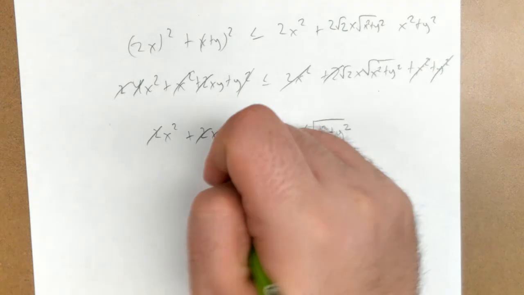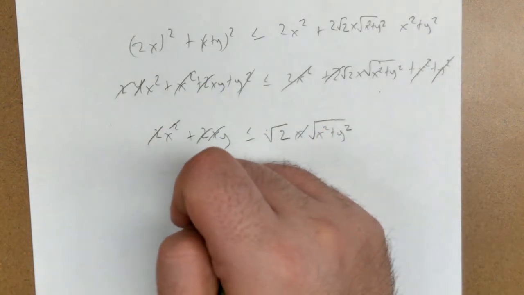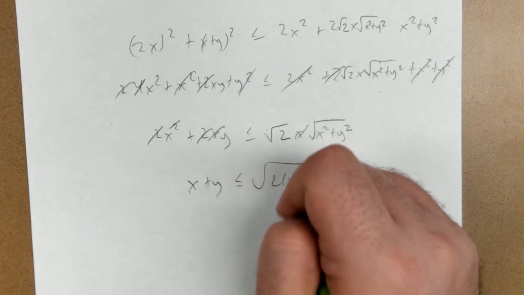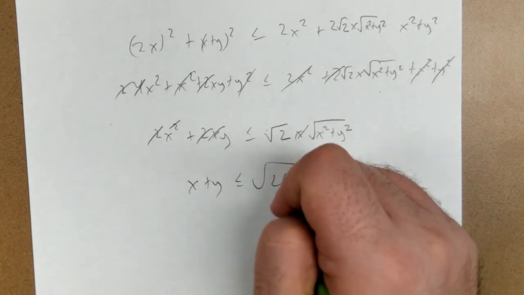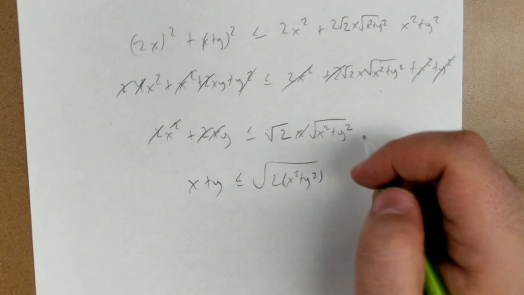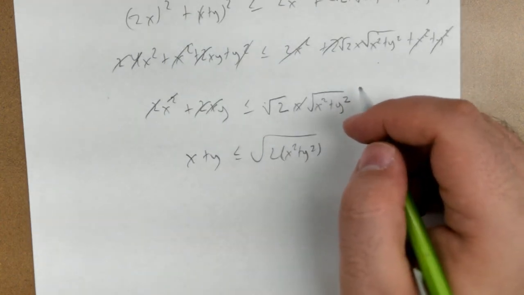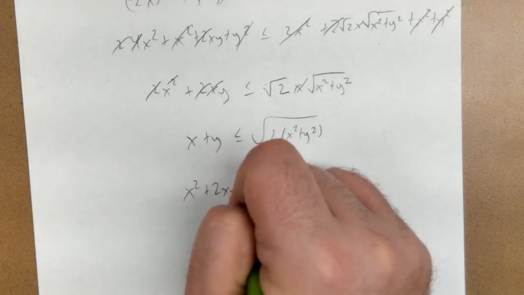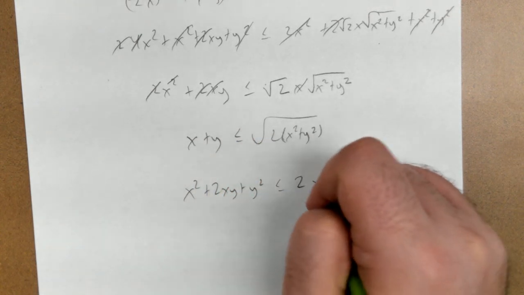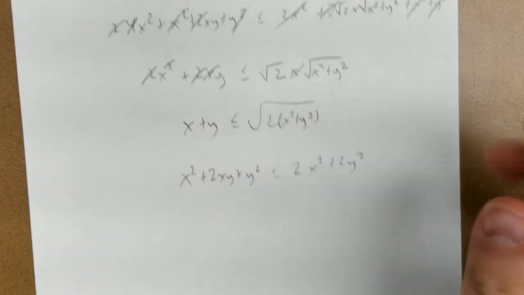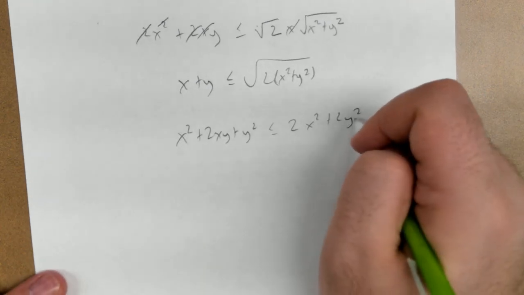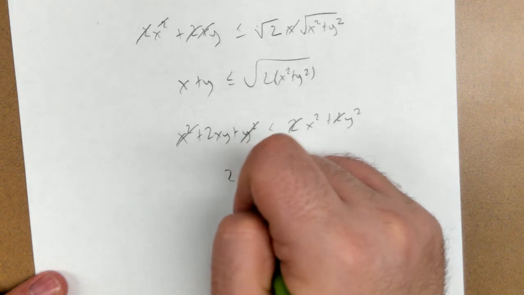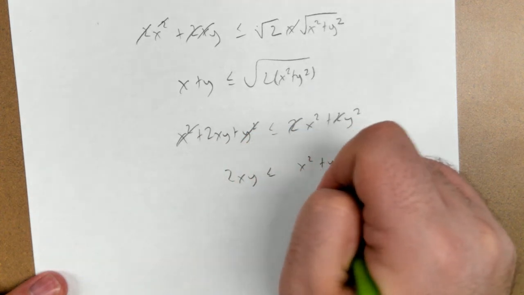And they all have an x as well, so one more cancellation, and I get x plus y. And we can put this all into one radical. And let's square both sides one more time. So I'll follow this out. And then 2x squared plus 2y squared. And then cancel these. So I have 2xy less than or equal to x squared plus y squared.